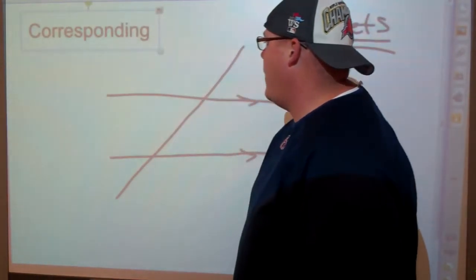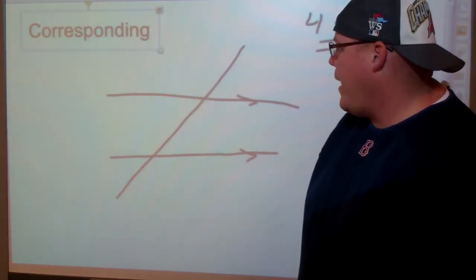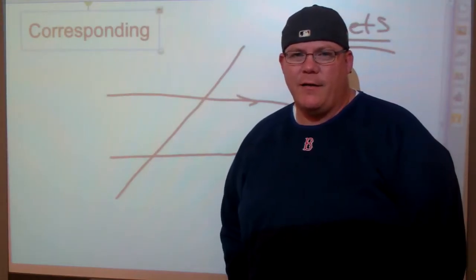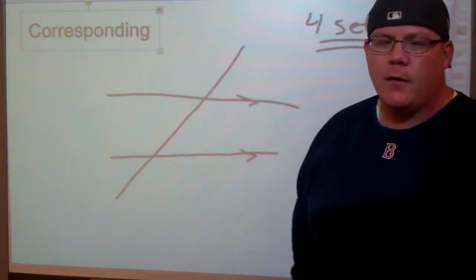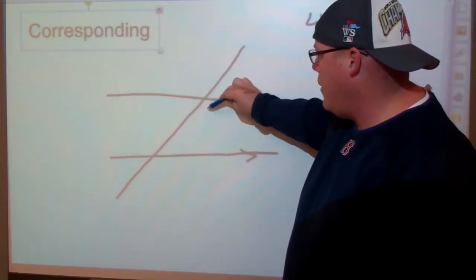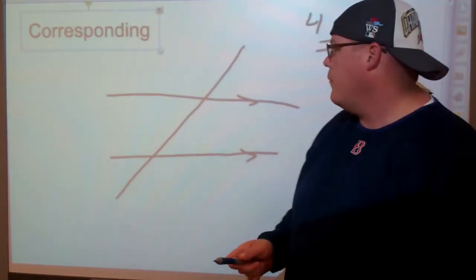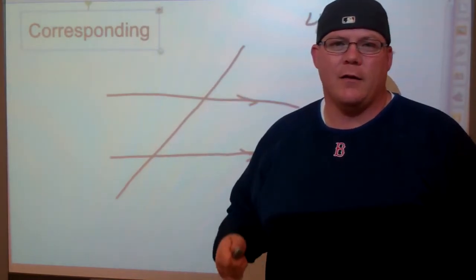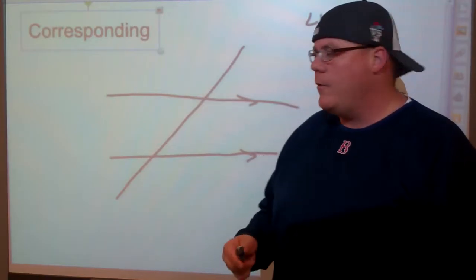Next set, corresponding. This is one most of the kids are having the most trouble with. Corresponding angles lie on the same side of the transversal and on the same side of the parallel lines. There are 4 sets of corresponding angles. The mistake most students make is identifying vertical angles as corresponding, but vertical angles are not corresponding angles because they lie on opposite sides of the transversal. Corresponding angles lie on the same side of the transversal, same side of the parallel line, and they're congruent.